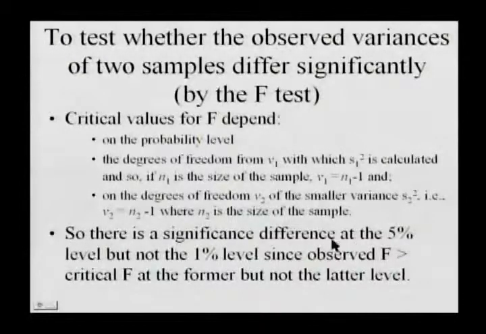So there is a significant difference at the 5% level, but not the 1% level, since the observed F is greater than the critical F at the former, but not the latter level. In other words, if your observed F is only greater than the critical value on the table for the 5% and not the 1%, then you only have a significantly different variance at p less than 0.05 rather than p less than 0.01.